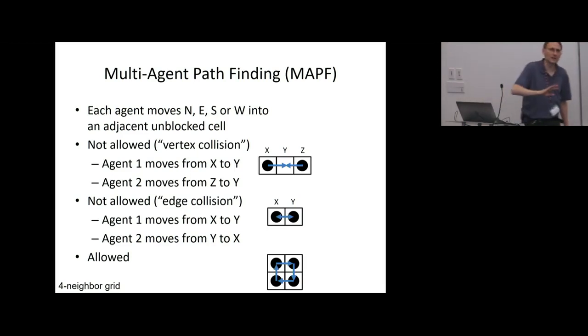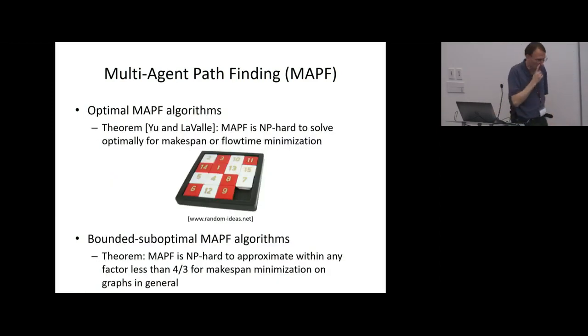Okay, so maybe there's a fast algorithm out there. We can just take it off the shelf. But unfortunately, it turns out that multi-agent pathfinding is NP-hard to solve optimally for both makespan and flowtime minimization. So this is different now from single-agent search, right? That's polynomial-time solvable, fast, right? This is NP-hard. Why is it NP-hard?